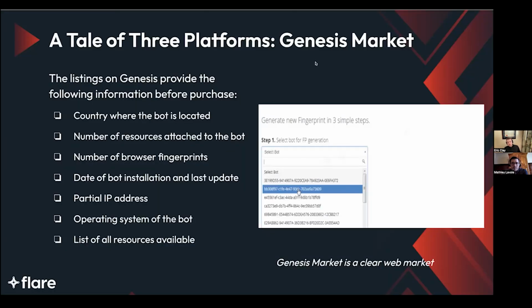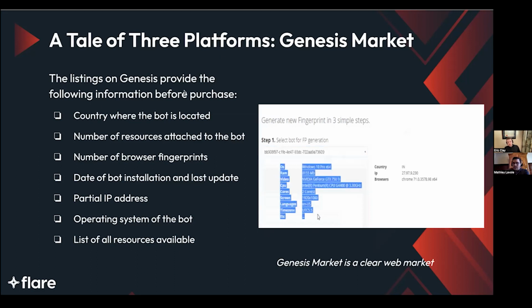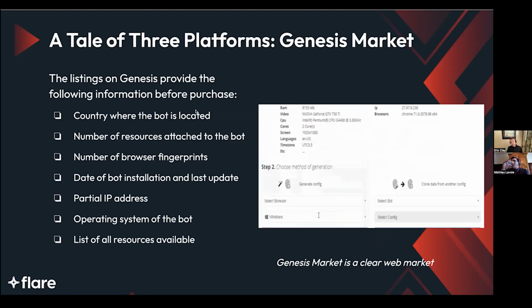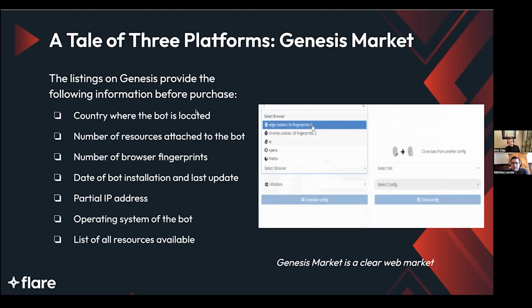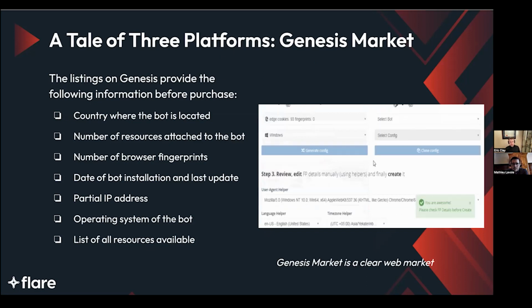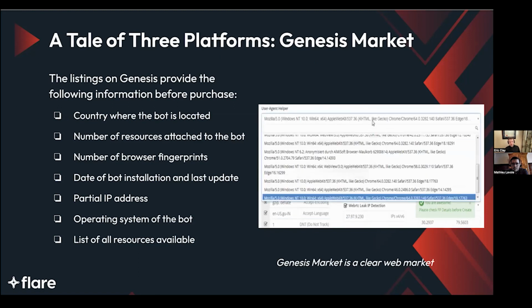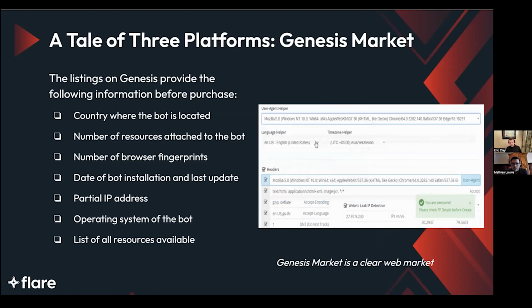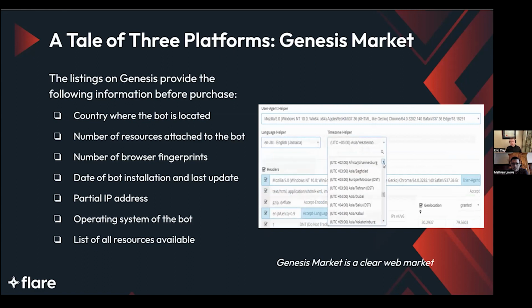From there, let's talk about Genesis Market for a minute. The listings on Genesis Market provide the following information before purchase: the country where the bot is located, the number of resources attached to the bot, the number of browser fingerprints, the date of the bot installation and last update, a partial IP address, the operating system of the bot, and the list of resources that are available. In this case, we're talking about resources or specific domains that the bot has saved credentials for.